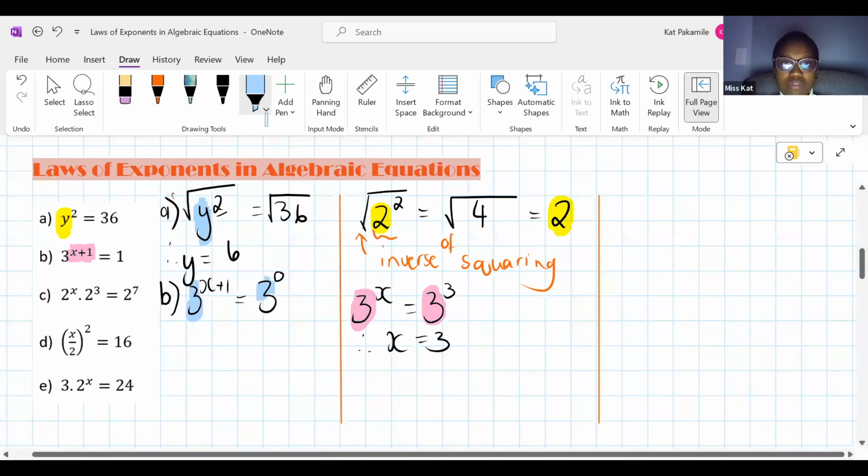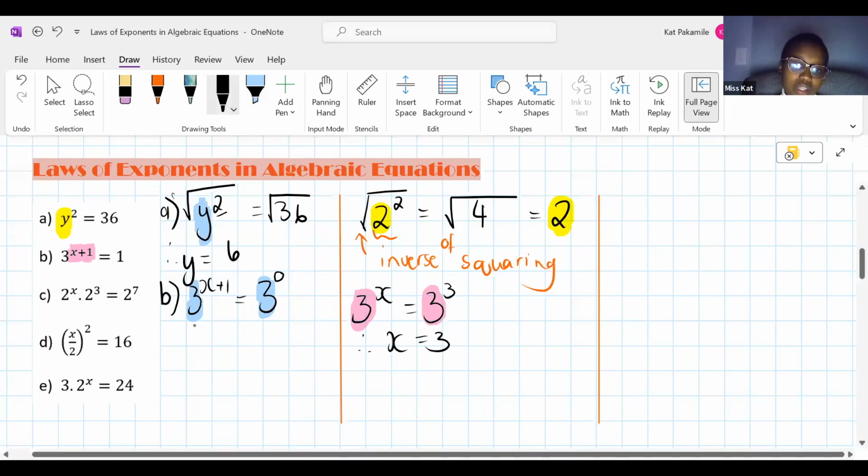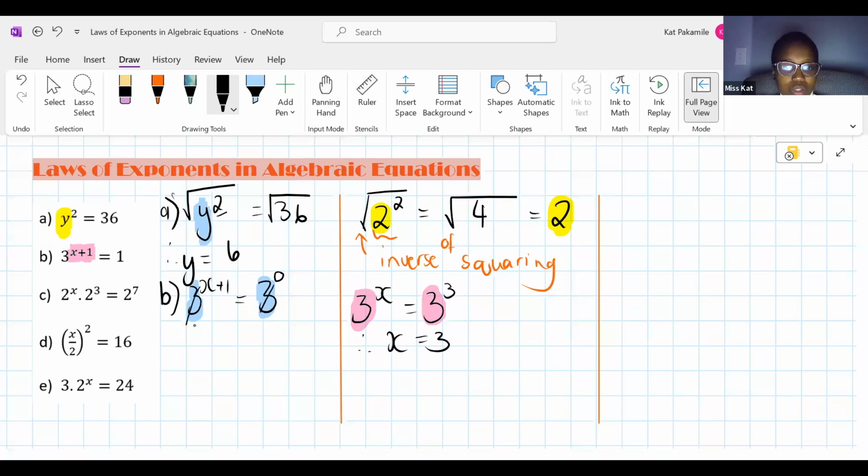We have a 3. We have a 3. What happens when we have the same bases? If the bases are the same, no, we are not multiplying, guys. Then the bases can fall away. So then these bases can fall away. You're left with x plus 1 equals 0.